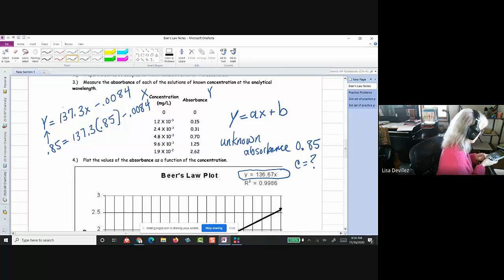Oops, 0.3 times 0.85. Oh, wait, what am I doing? Let's try it. We're solving for x. Good grief. I need some more coffee, I think. Okay, here we go. Clear. So 0.85 plus 0.084, and then divide by 137.3.